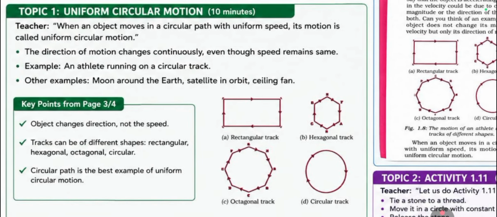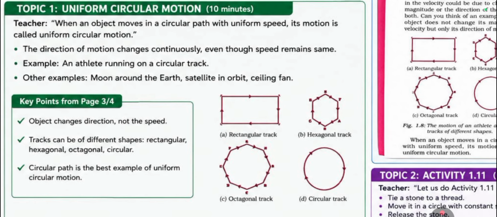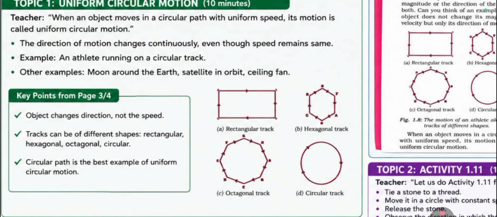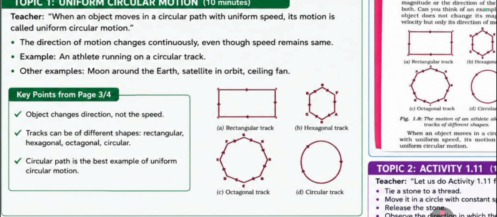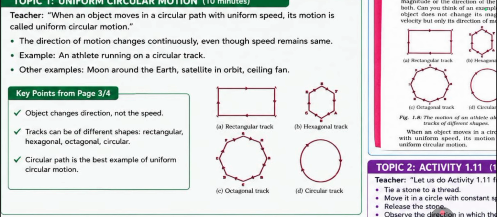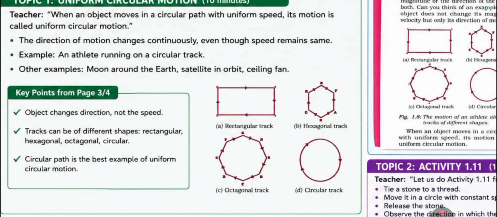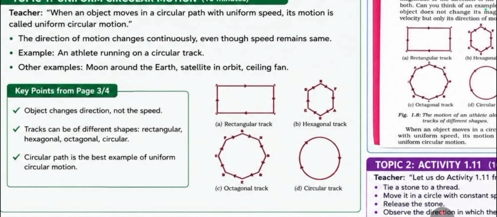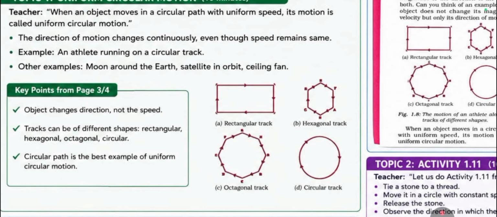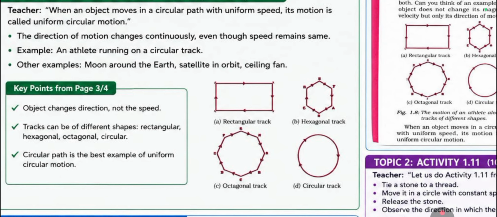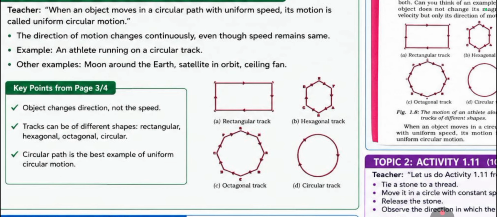When an object moves in a circular path with uniform speed, its motion is called uniform circular motion. The direction of motion changes continuously even though the speed remains the same. For example, an athlete running on a circular track, the moon around the earth, a satellite in orbit, a ceiling fan moving. Okay, these are all examples of uniform circular motion.